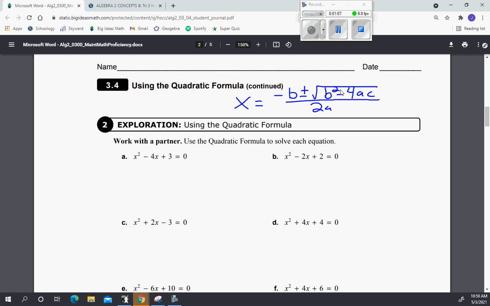The way to remember the quadratic formula is to put it to a song. We always went to Pop Goes the Weasel. And it went like this: x equals negative b plus or minus the square root of b squared minus 4ac all over 2a. That's the quadratic formula.